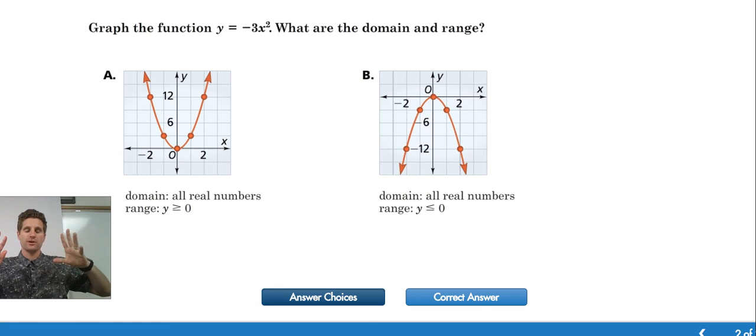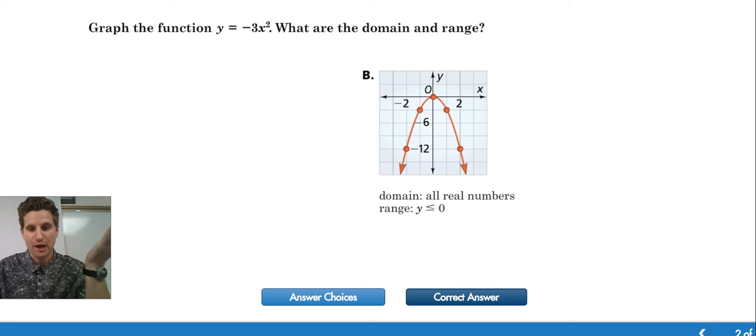So we talked earlier about the minimum and maximum. If the a value, the number right in front of x, is negative, we're going to be sad. If it's positive, happy. So our correct answer is the one that we got, obviously, because we did it right. And again, all real numbers, and then y is going to be equal to or less than 0.